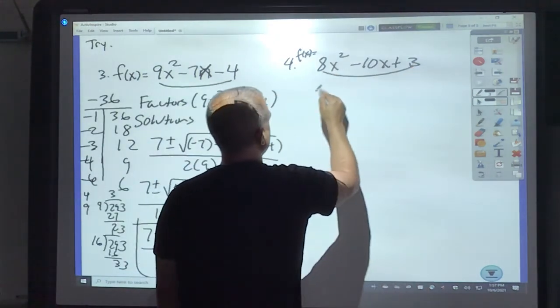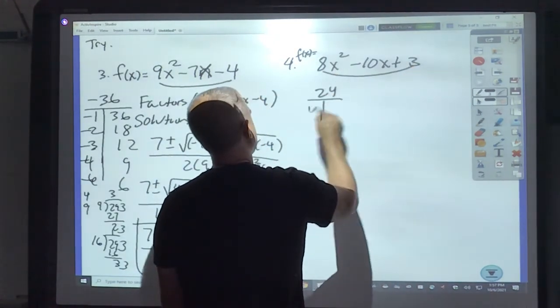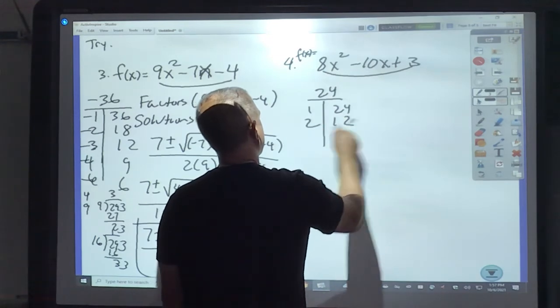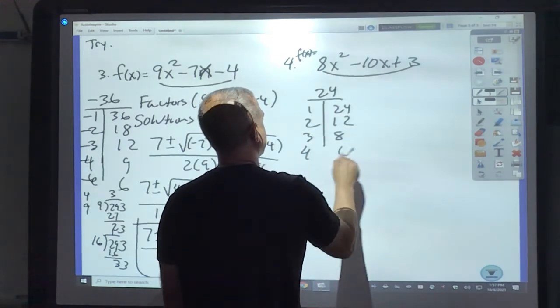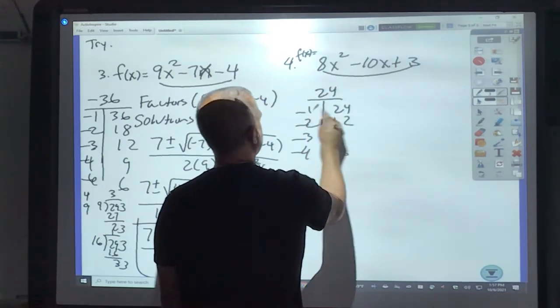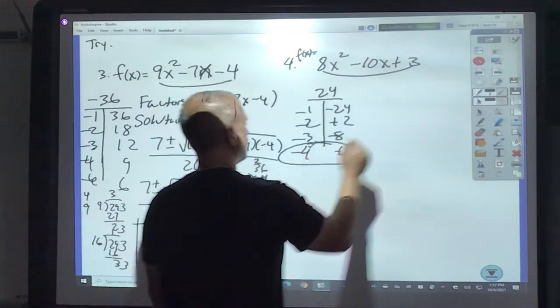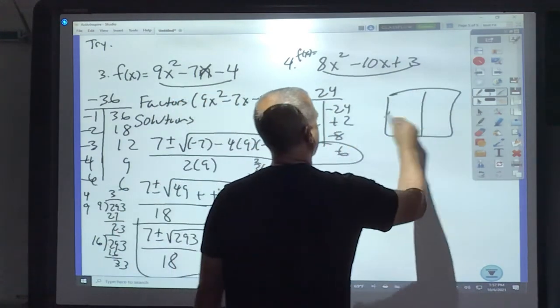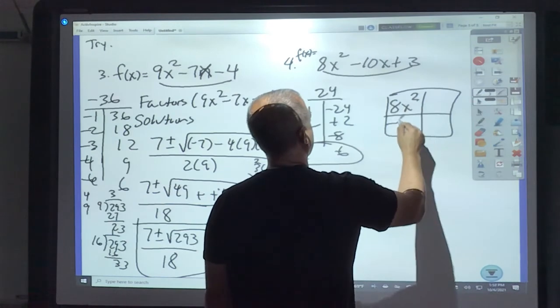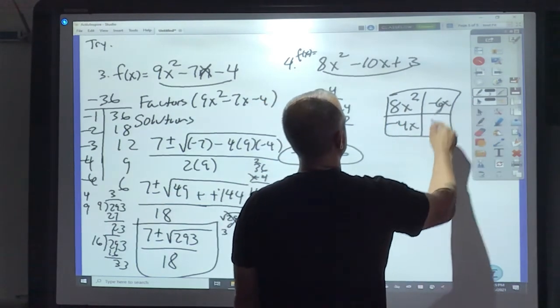This time this would be 24. Factors of 24 are 1 and 24, 2 and 12, 3 and 8, 4 and 6. Both sides would have to be negative. In this case, I got one that works. It's that. Okay, so that's 8x squared minus 4x minus 6x plus 3.